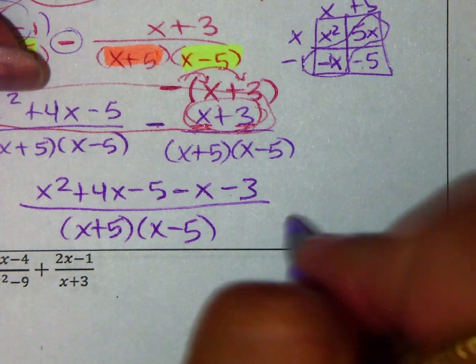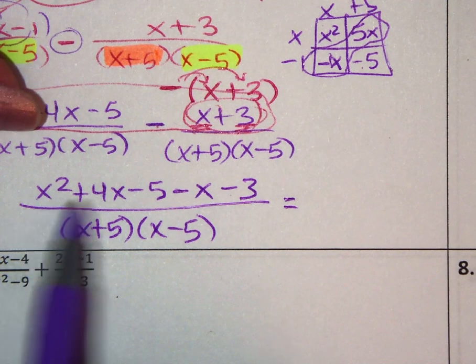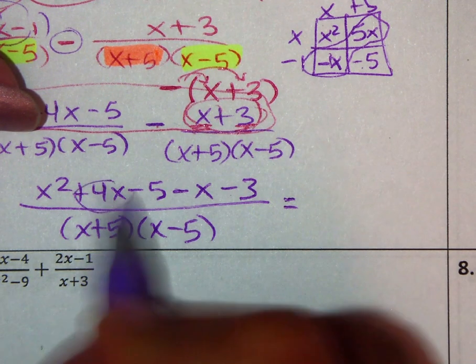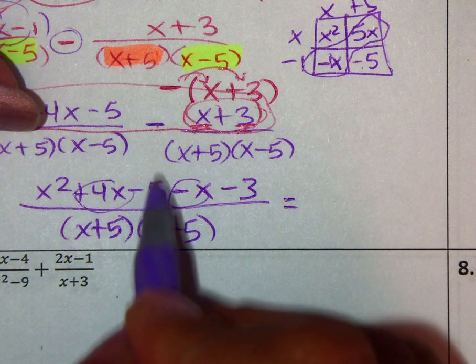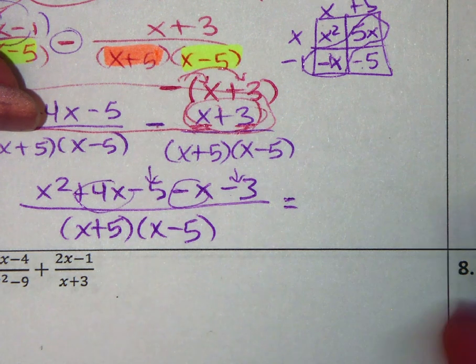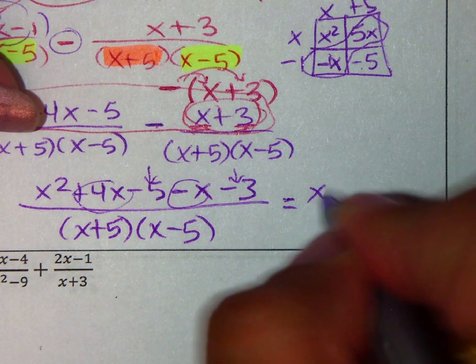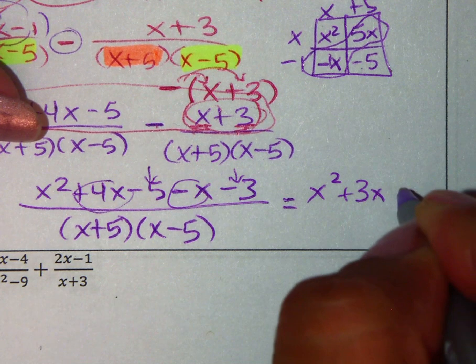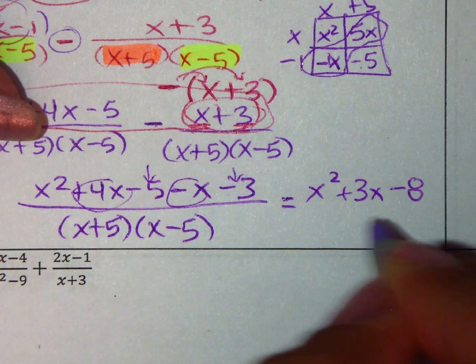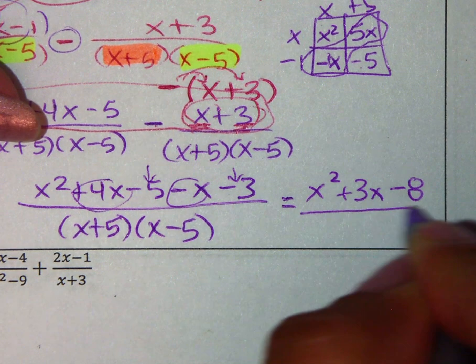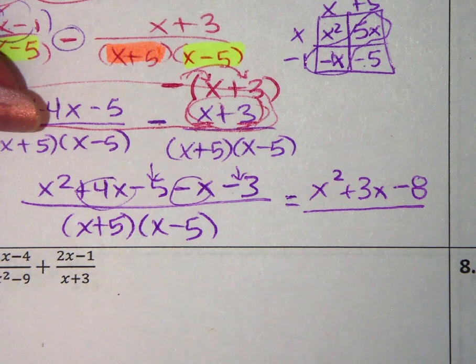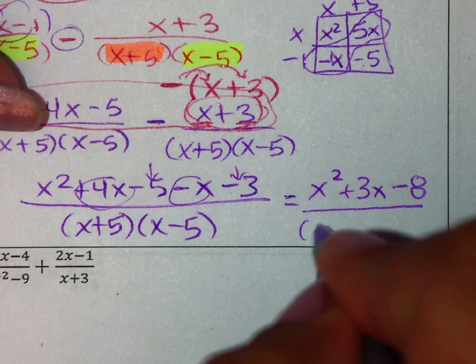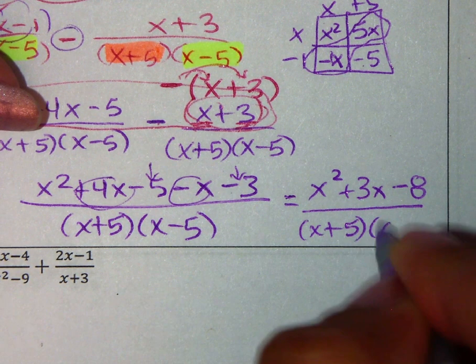Okay, so next we want to simplify, so combine like terms. We have 4x minus x, and then we have negative 5 minus 3. So we're going to have x squared plus 3x minus 8. Okay, and then we have x plus 5, x minus 5.